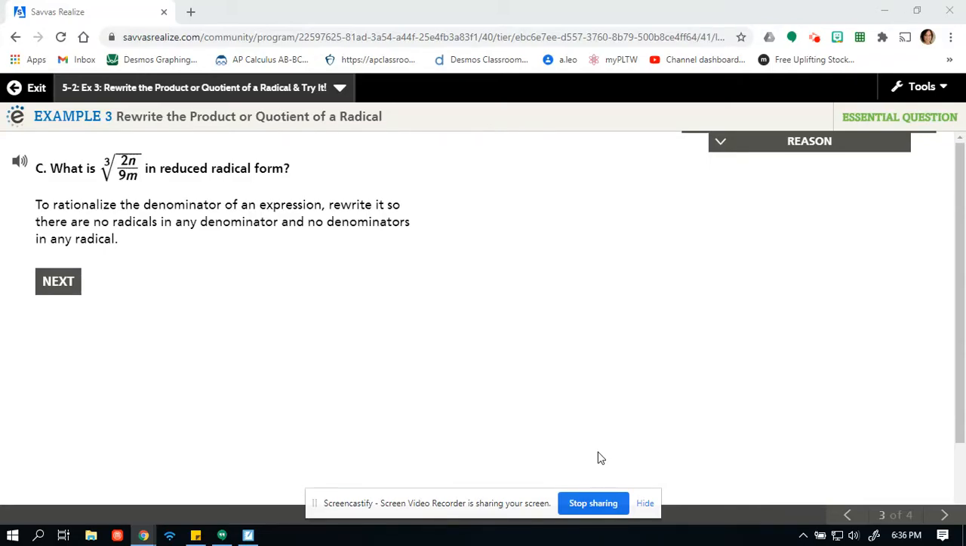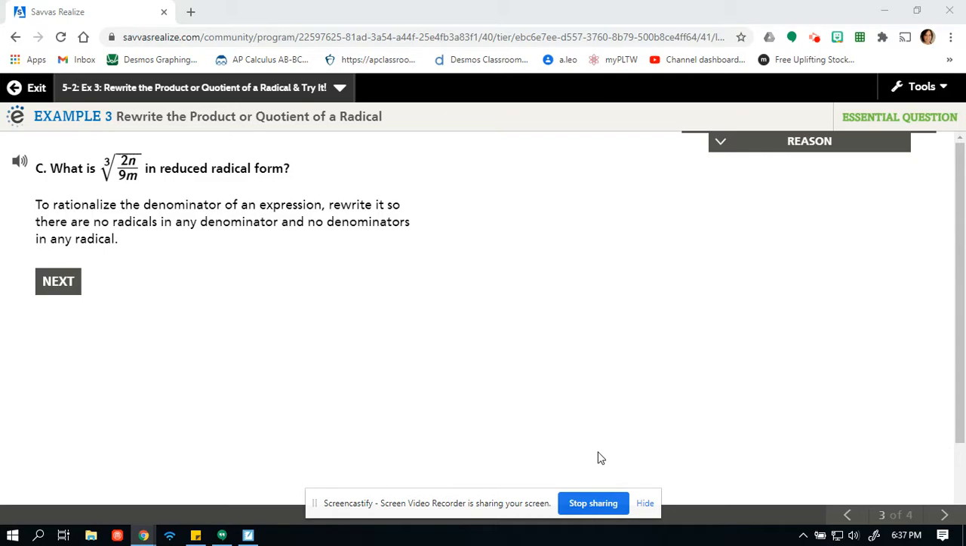In this video we're going to look at this enVision Algebra 2 Topic 5 problem. We're going to look at two different examples because we're going to rationalize our denominator, and I'm going to go through two different ways to do this. So what is the cube root of 2n over 9m in reduced radical form?